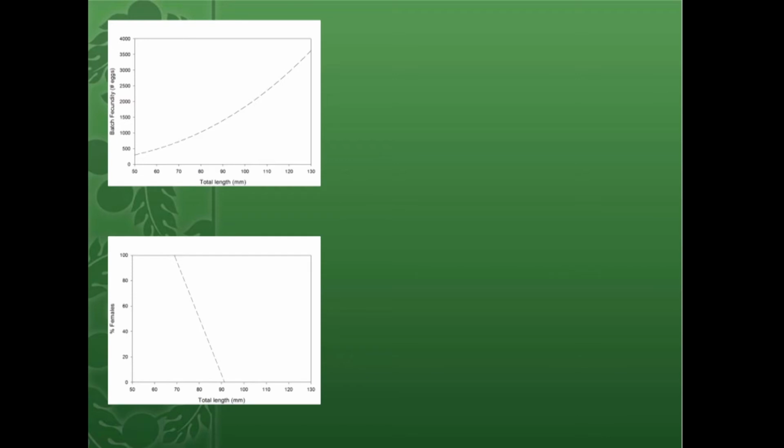Now let's take a look at size-specific sex ratios. On the bottom graph, I've put fish length on the same scale as the top graph, but on the y-axis we have percent females. What you can see is that the species is made up of 100% females up until about 70 millimeters. Then the percentage of females drops precipitously until about 90 to 92 millimeters, and you have 0% females at larger lengths.